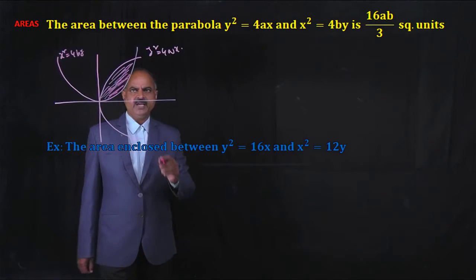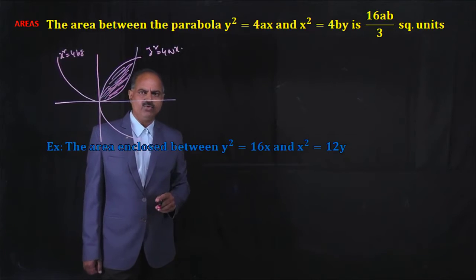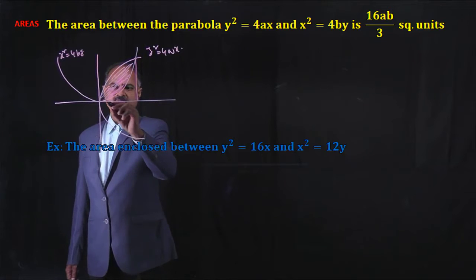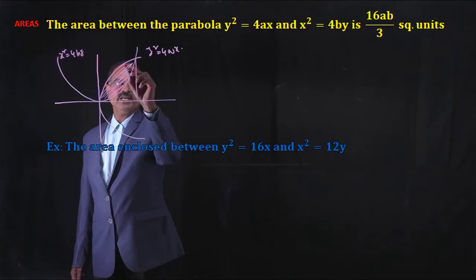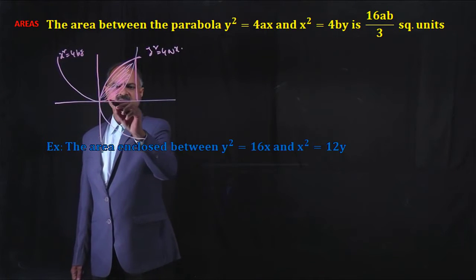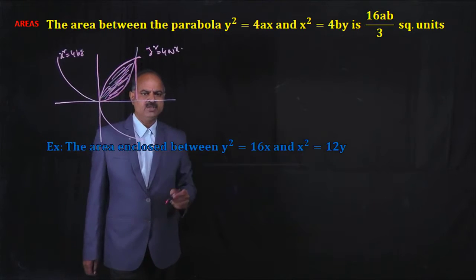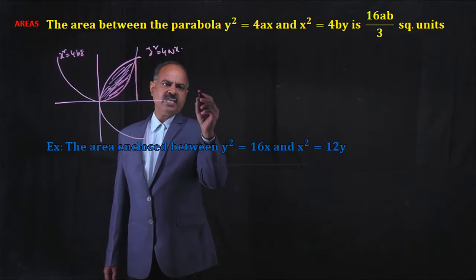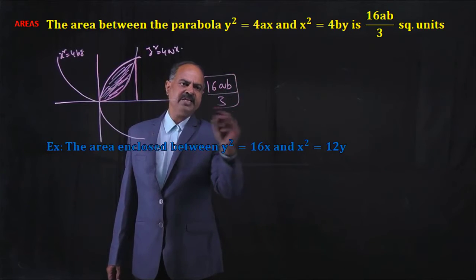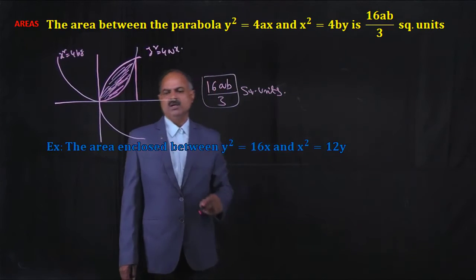First find the point of intersection of y square equal to 4ax and x square equal to 4by. The required area is equal to the area under the curve y square equal to 4ax on the x axis minus the area under the curve x square equal to 4by on the x axis. So the required area is 16ab by 3 square units.